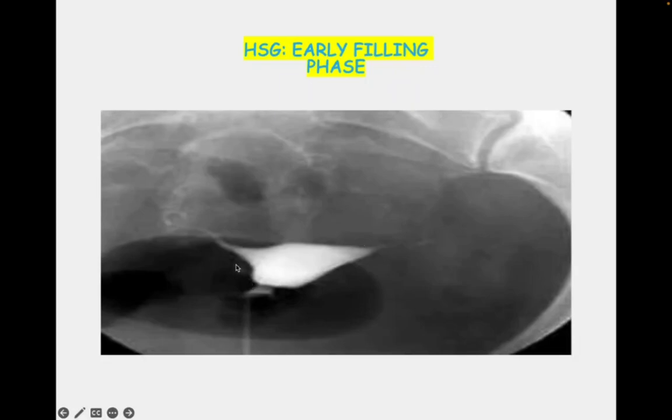Although it is a normal uterus, it is still not appearing normal. This is the early filling phase of HSG. Why is it appearing like this? Because proper traction has not been given.